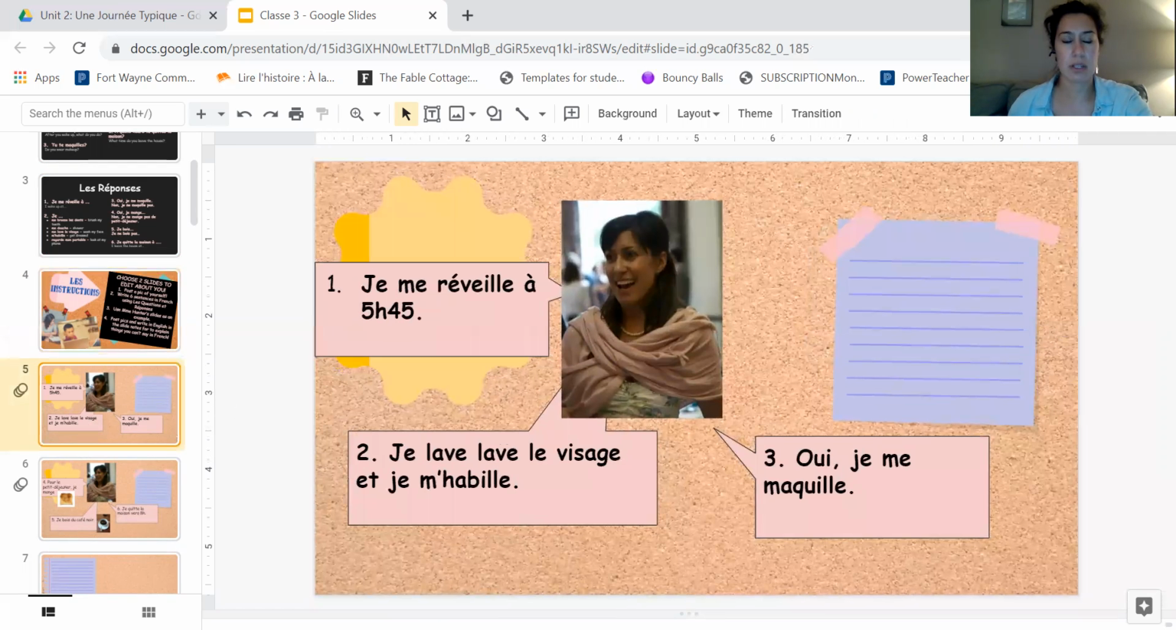Okay, so I said choose 2 slides just because there's 6 sentences and things that you need to do. Plus, if you have pictures and stuff, instead of having it all squashed together, you might want to take up 2 slides. So I put 3 on one and 3 on the other. So this is my first sentence. Je me réveille à 5h45.